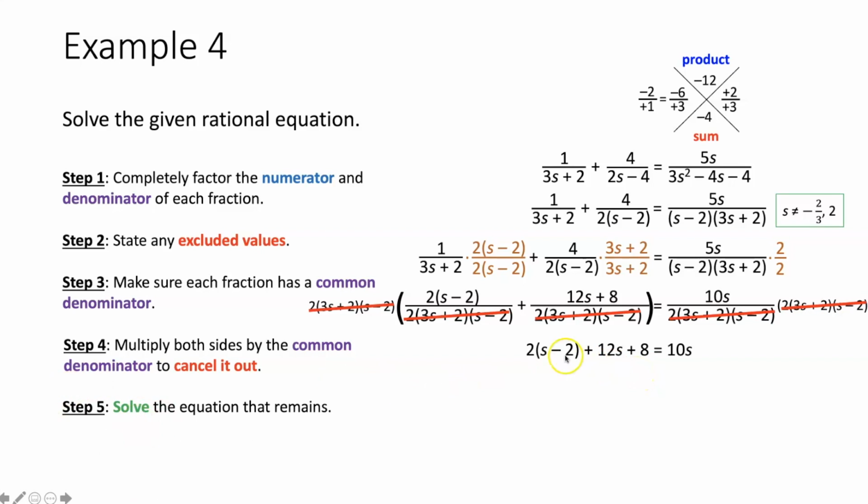That's step 5. So let's simplify first. I distribute the 2 to the s and to the negative 2. I then combine like terms. 2s plus 12s is going to give us 14s, and then negative 4 plus 8 is positive 4. I then solve this by getting all the variables to one side, all the constants to the other side. So I'm going to subtract 10s from both sides, then subtract 4 on both sides, divide both sides by 4. I get s is equal to negative 1. That is my solution to this equation up here. Remember to check to make sure that this is not included in your excluded values, which it is not.